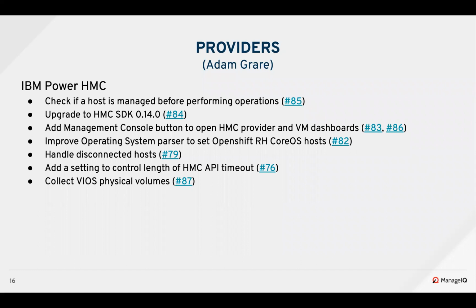They added a quick PR for backport to handle disconnected hosts better, and a setting to control the length of the HMC timeout. This is a quick fix for the release branches, but they had a better fix using a new improved API in the 0.14.0 release. So that'll be cleaner going forward. And they also are now collecting physical volumes from the VIOS, which are the VMs exposing the storage. Next slide.